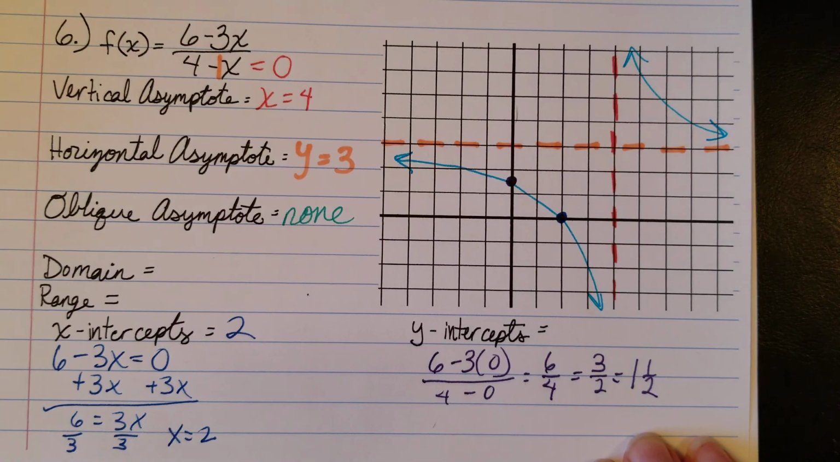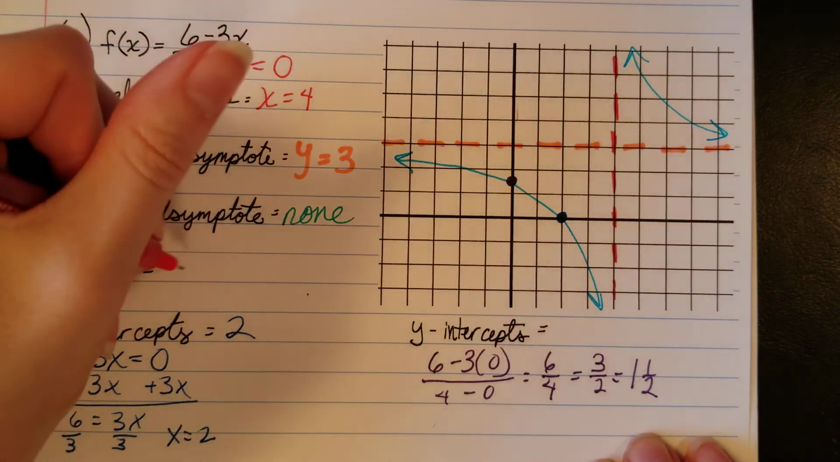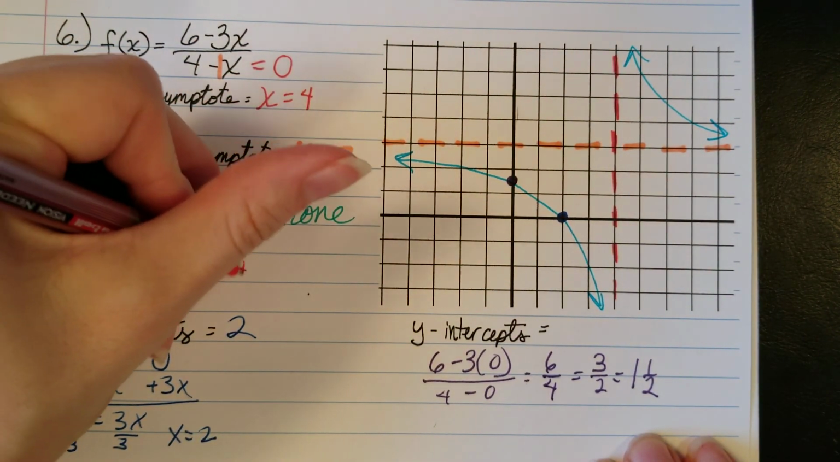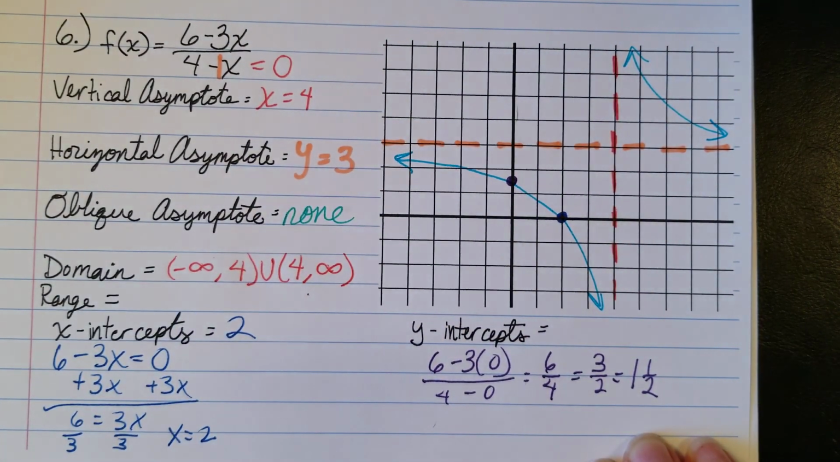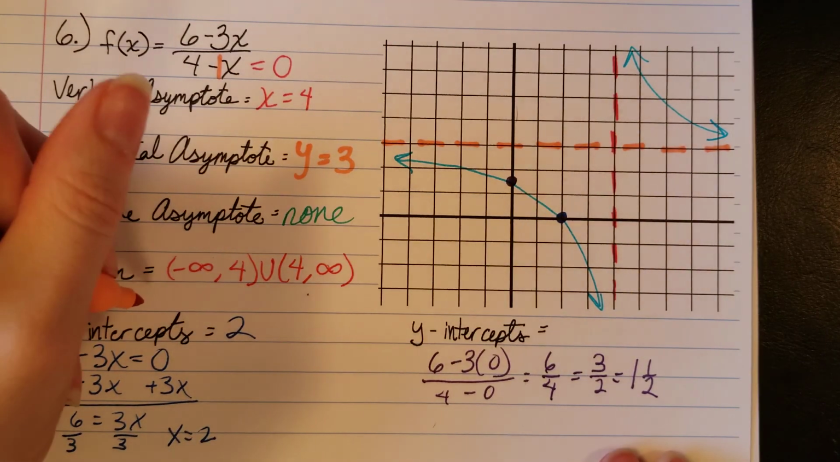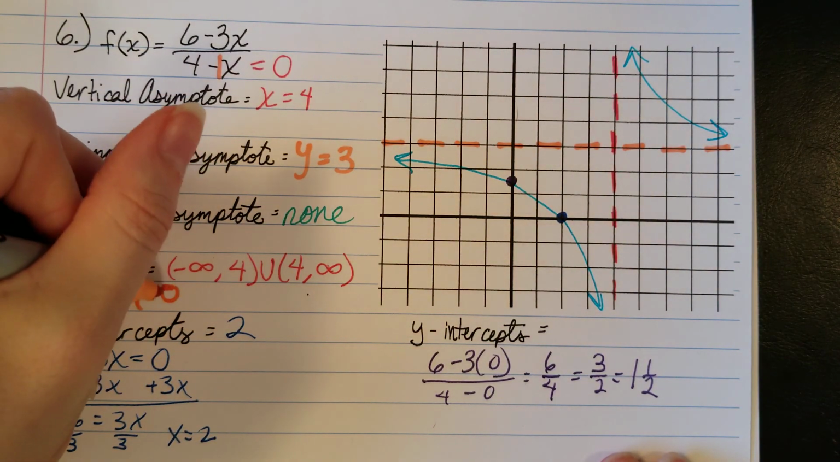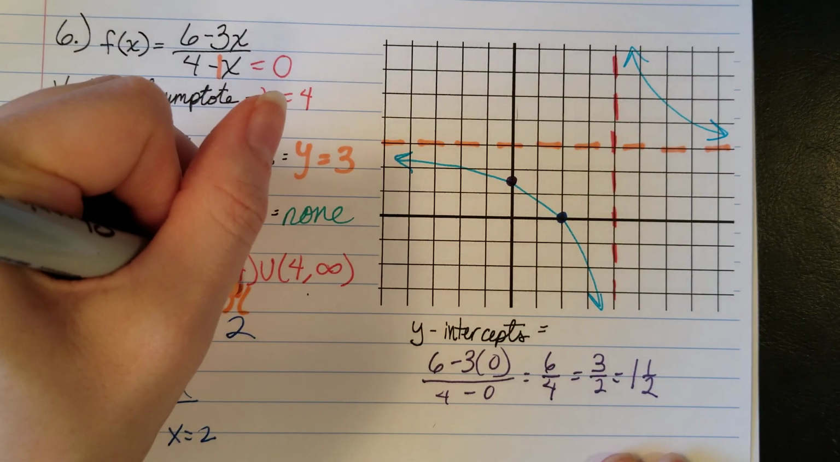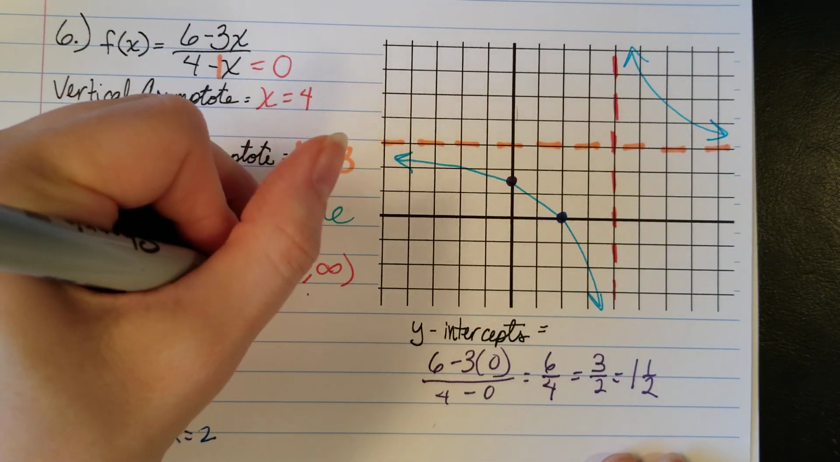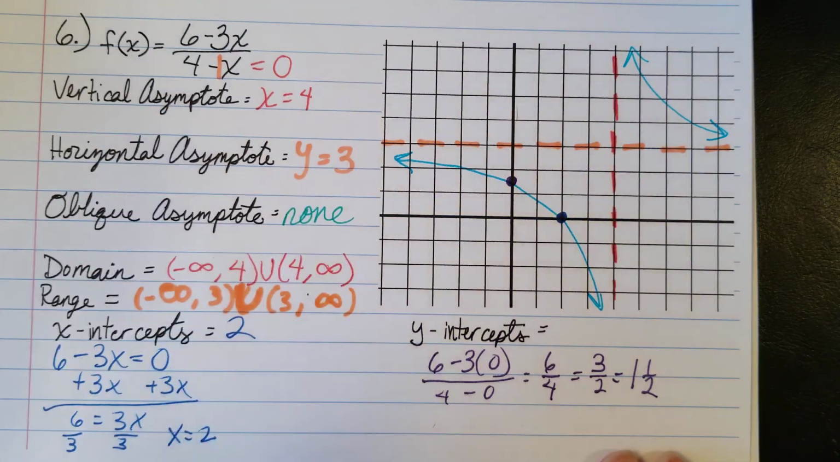Okay, so domain is everything other than 4. So -infinity to 4, union 4 to infinity. And then range is everything other than 3. So -infinity to 3, union 3 to infinity.